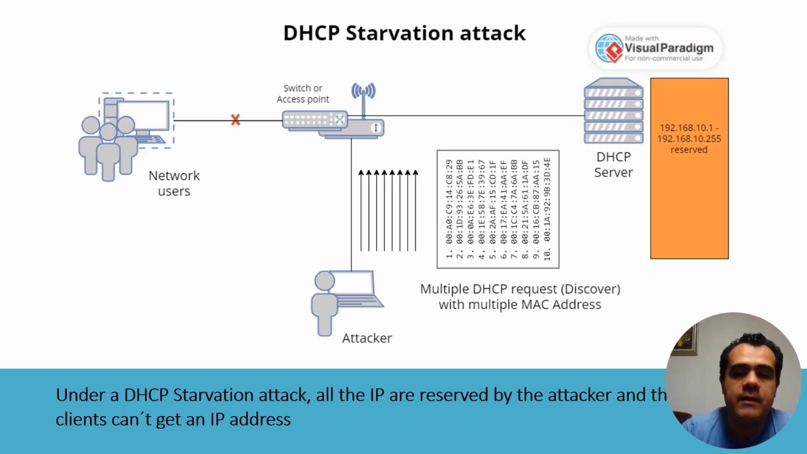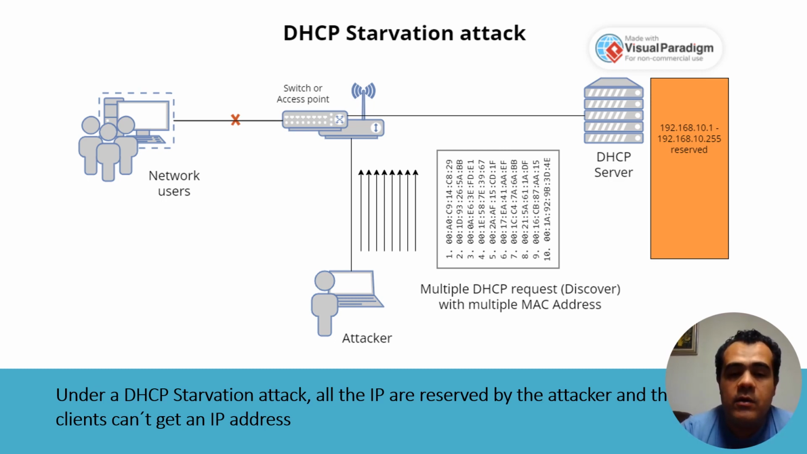Now let's review what happens when the network is under a DHCP starvation attack. In this scenario, a person, the attacker, connects to the network through a switch. They can connect physically to a port or through the Wi-Fi access point, and start sending hundreds or even thousands of discover packets to the network.